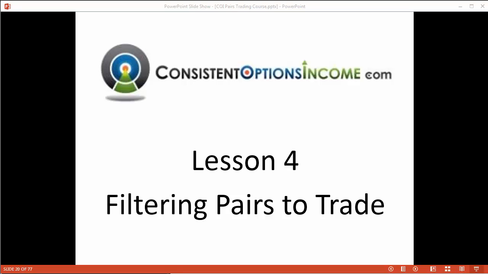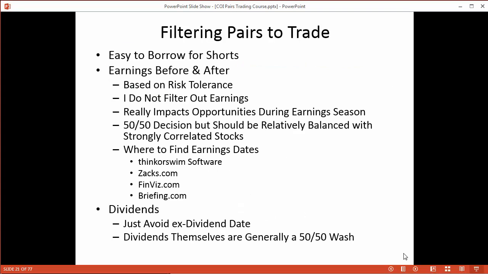In the last lesson, we learned about what stocks we should consider including in our list of pairs. In this video, we will learn about how to filter trade opportunities after we have already identified our list of pairs. Let's get started. The first thing to be aware of is that we're going to be shorting stocks.